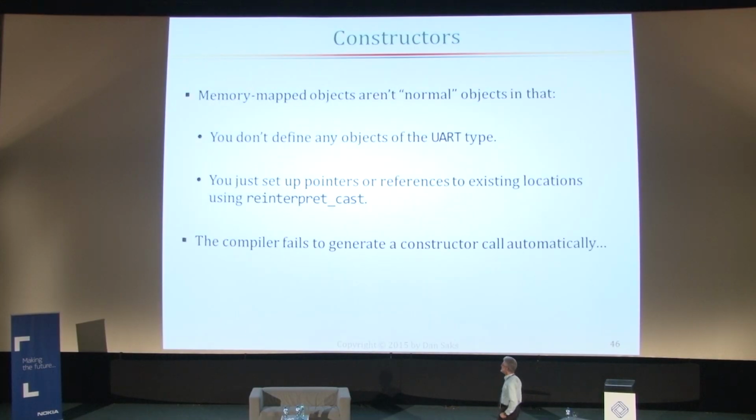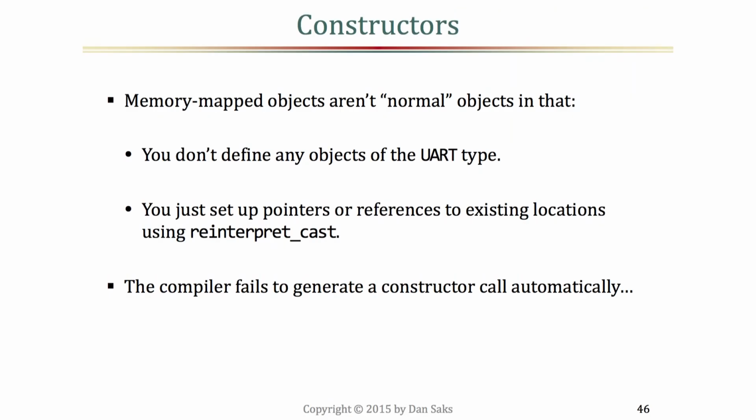Next. And that's exactly what we've been doing: we haven't been defining any objects of the UART type. What we're doing is we're using these reinterpret casts to take an integer value and pretend that it's a pointer. We're pretending that that memory map space is an object, but the constructor doesn't run. So when you use a cast, it fails to generate the code for the constructor, and that's a problem. We want to get the constructor to run. How can we do it? Next.